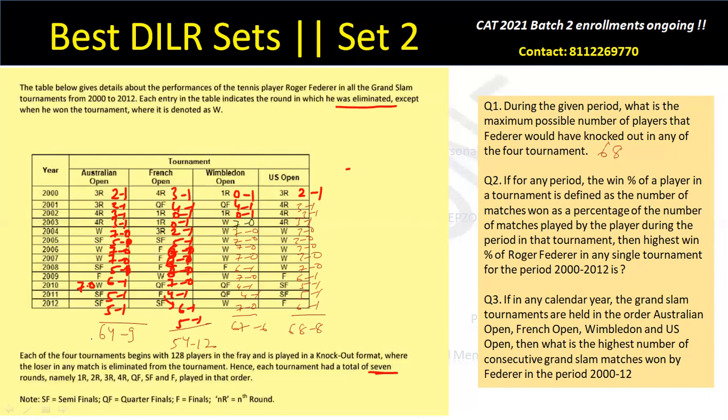तो मुझे पता है 64 मैचेस जीता है, 9 हारा है, right? That means total कितना हो गया? 73. So here the win percentage is 64/73. Here it is 54/66. Here it is 67/73 and here it is 68/76, right?